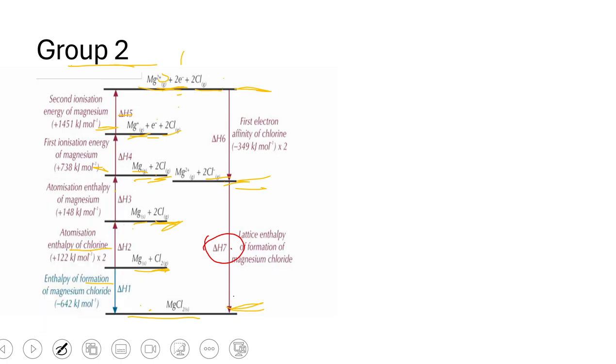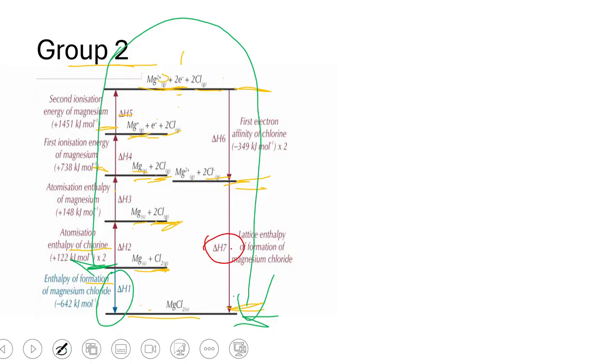So from here to here is going in this direction, and it all comes down like this. So from there to there, from here to this will give you the value of this. Since we want enthalpy change 7, you go the other way around. So it will be like this.